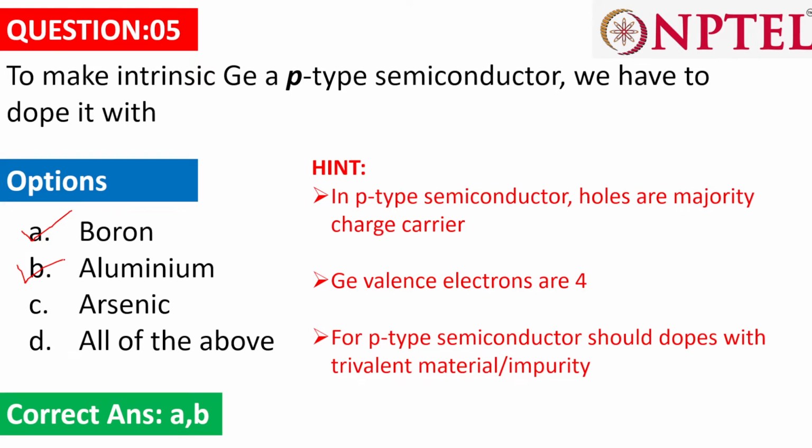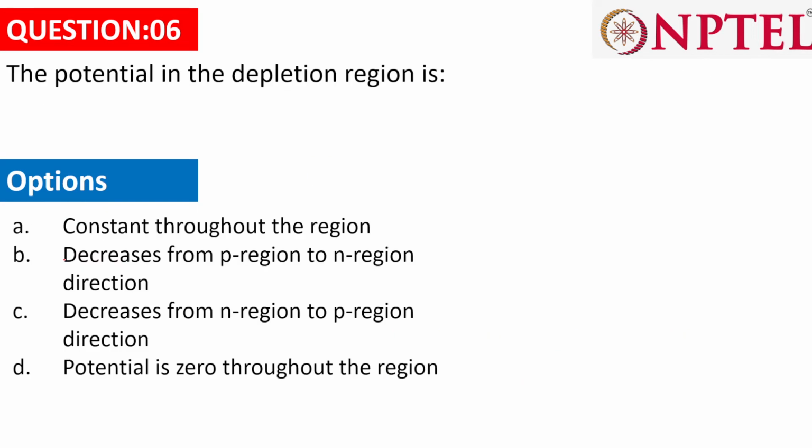Let's move to the next question. The potential in the depletion region: is it constant, or does it decrease from P region to N region, or vice versa from N region to P region, or is it zero? First, let me know, what is this depletion region? The junction between P and N type semiconductor. Okay, great. Then the potential in this depletion region should be constant, zero, or decreasing from P to N or N to P.